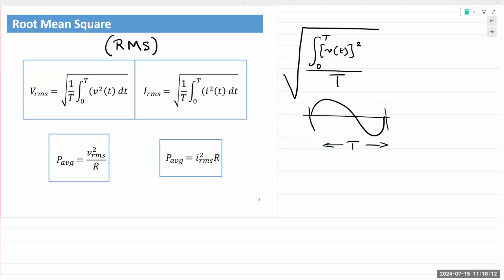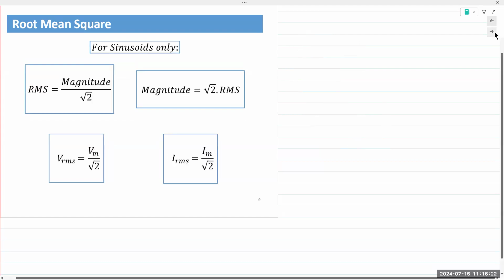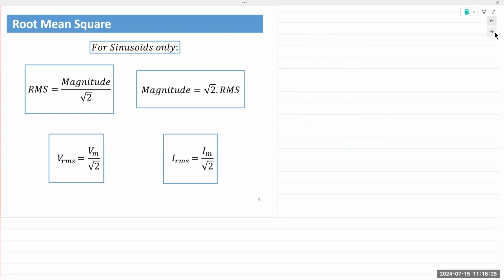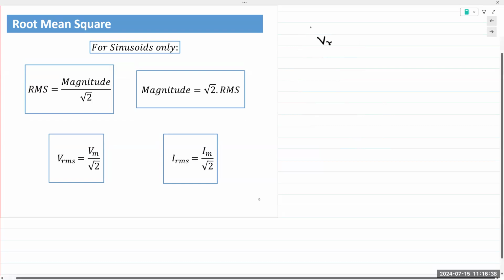Does that make sense to everyone? Okay, that's what the RMS value is. When you plug in V of t or I of t as Vm cos omega t in that equation and we solve it, there is a derivation, of course. And when we do that derivation, it turns out that the relationship between RMS and the peak values is given by this equation.